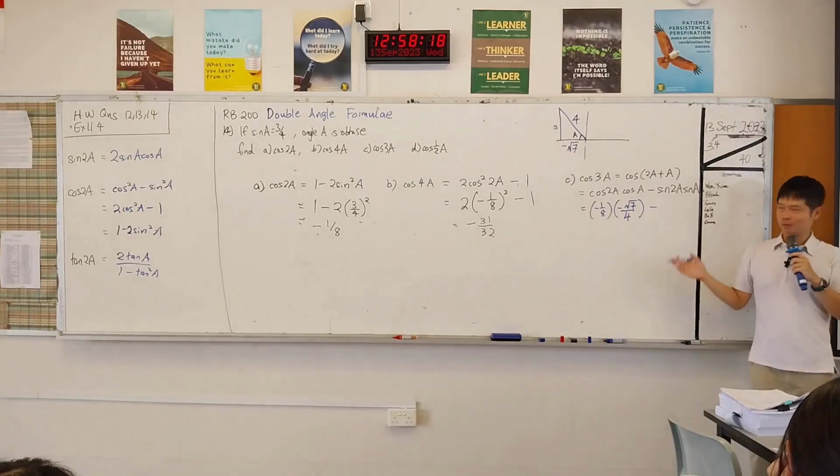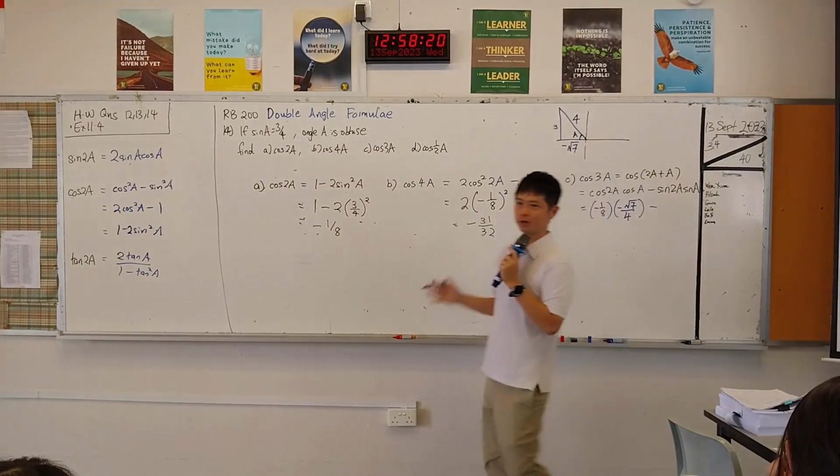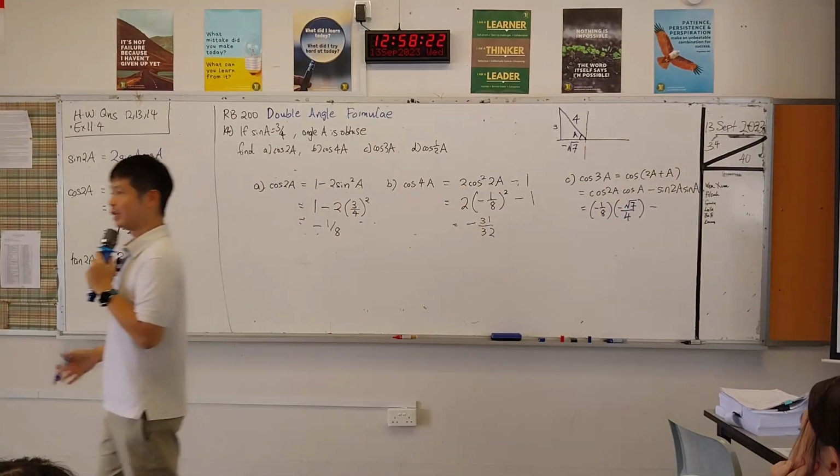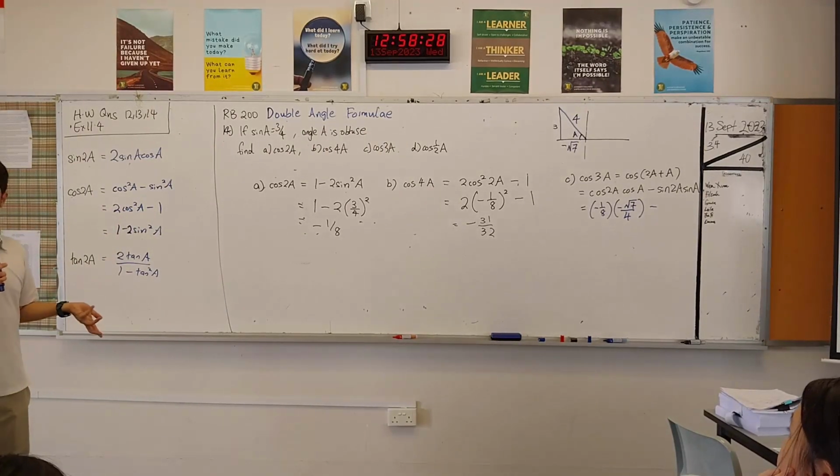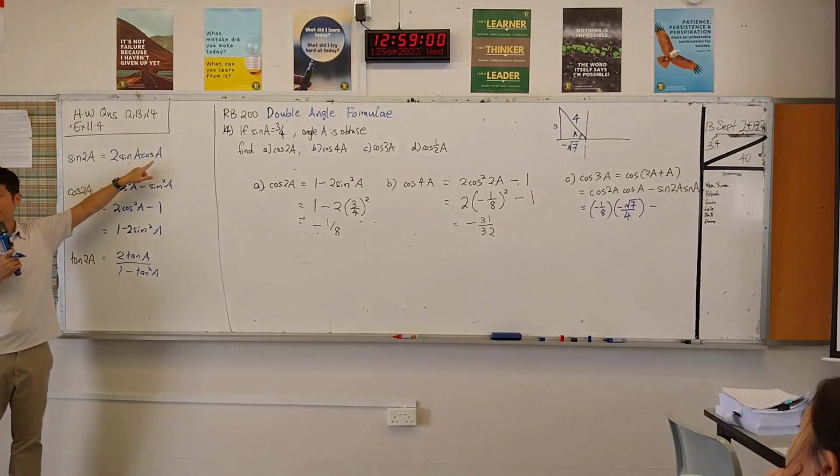Sine 2A problem. Look at the whiteboard. Maybe you don't have the values, so how? Some of you say, well, you don't have it, so it cannot be done. But you realize I can get sine A and cosine A easily?